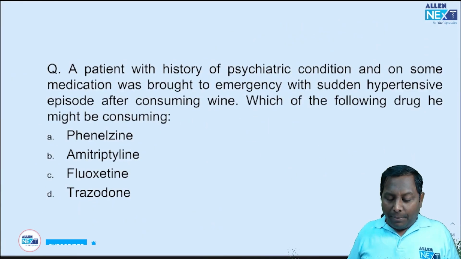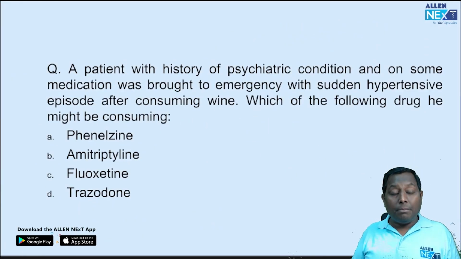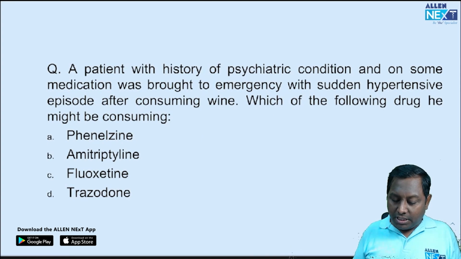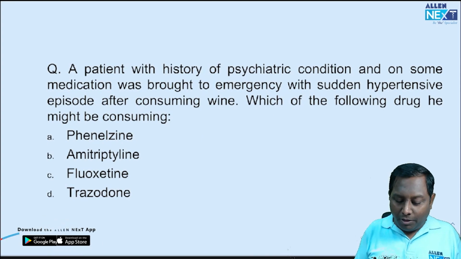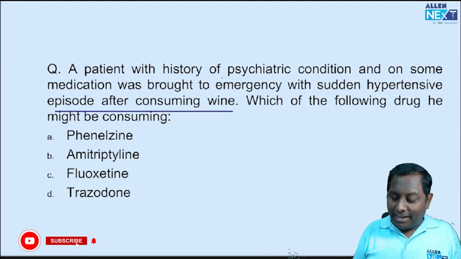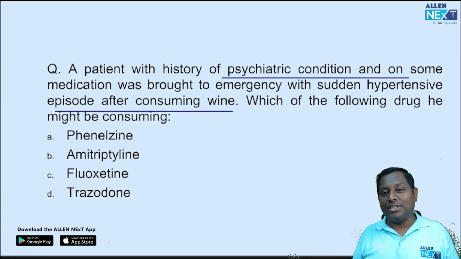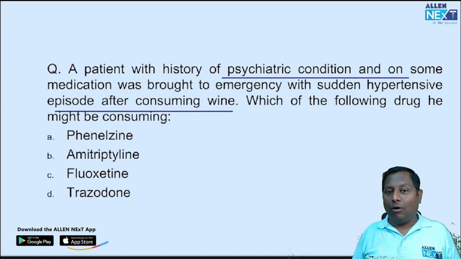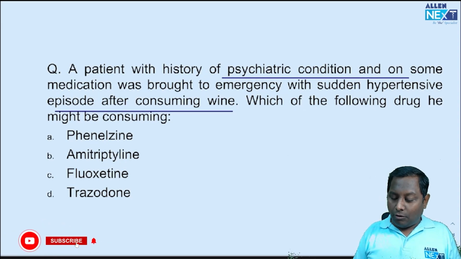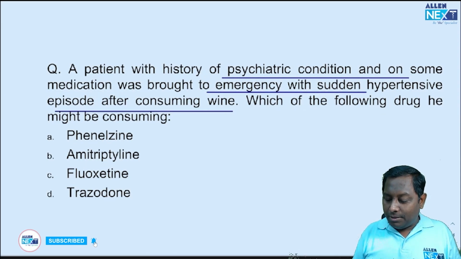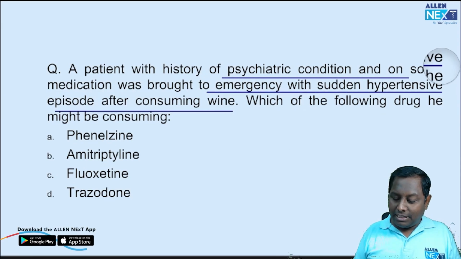Next one, let's see. A patient with a history of psychiatric condition on some medication was brought to the emergency with a sudden hypertensive episode after consuming wine. So in a psychiatric condition, if there is a problem after wine, which drug will be causing this possible outcome? The outcome is a hypertensive emergency-like scenario.